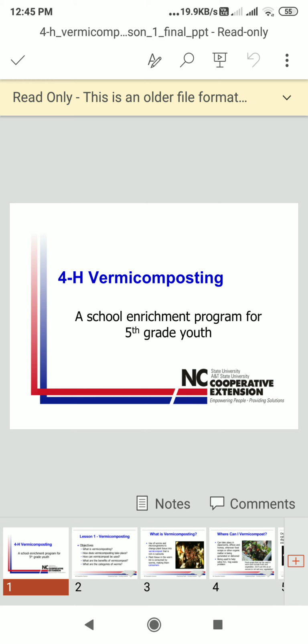The next topic for this paper is vermicomposting. Basically, vermicomposting is one of the recent technologies in solid waste management, and if you look at composting, there are mainly aerobic and anaerobic composting.